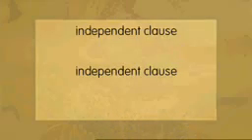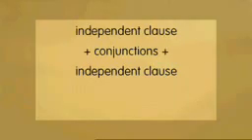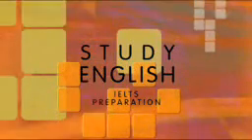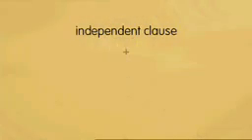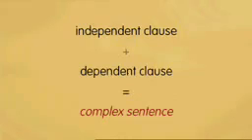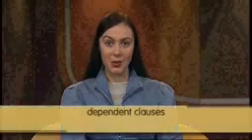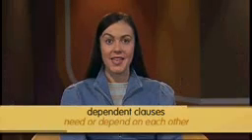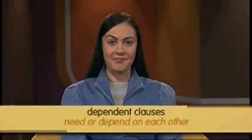Okay, so that's an introduction to coordination. Remember, coordination is linking independent clauses with conjunctions. This forms compound sentences. Another way to join ideas is using subordination. Subordination is linking an independent clause with a dependent clause to make a complex sentence. Dependent clauses are clauses that cannot exist separately in separate sentences. They need or depend on each other.